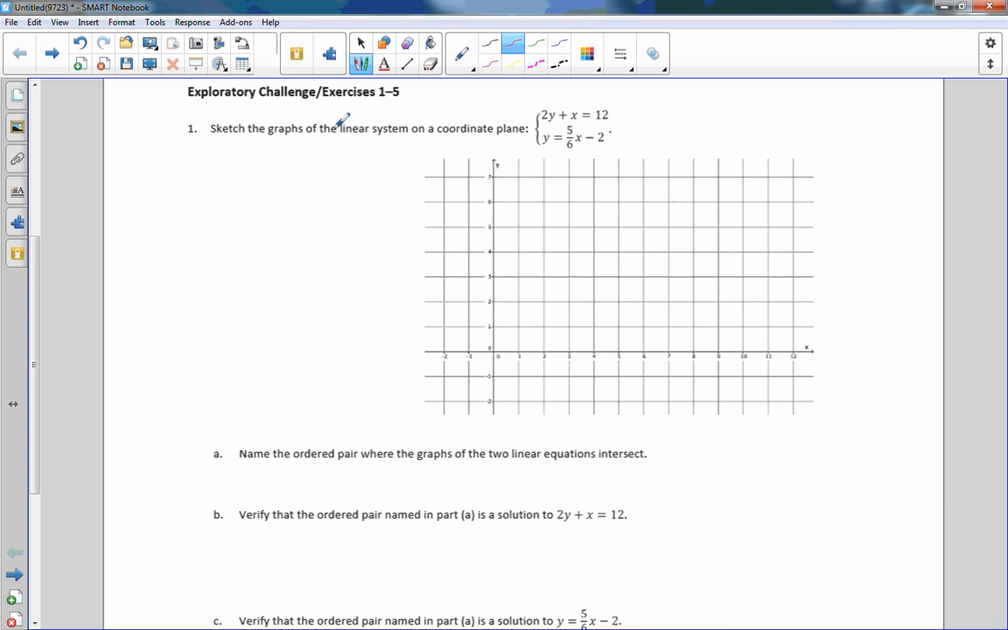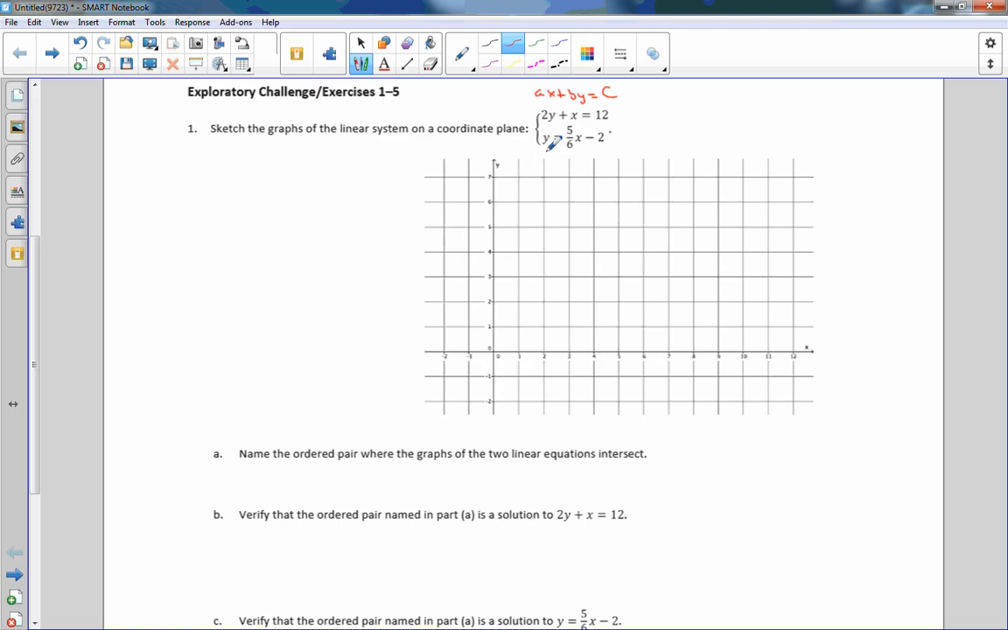Number 1, sketch the graphs of the linear system on a coordinate plane. This is in standard form. If I just rearrange the x and the y, ax plus by equals c. So it's kind of in standard form if all I have to do is switch the x's and the y's. Everything is on the same side of the equal sign, so my a is 1 and my b is 2 and my c is 12.